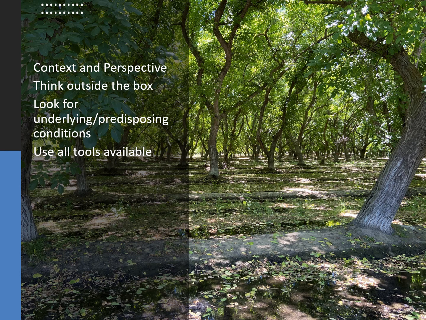So I would say gather context and perspective, think outside of the box, look for underlying predisposing conditions, and use all tools available. Use the UC resources, but don't be afraid of using Google. Don't be afraid of using these new apps. I think they're pretty cool, particularly for plant ID. I think they're great for getting to the genus level, and then you can use Google and find the species level. You can probably get to species by just using the internet once you get to the genus. So it's a really great tool.